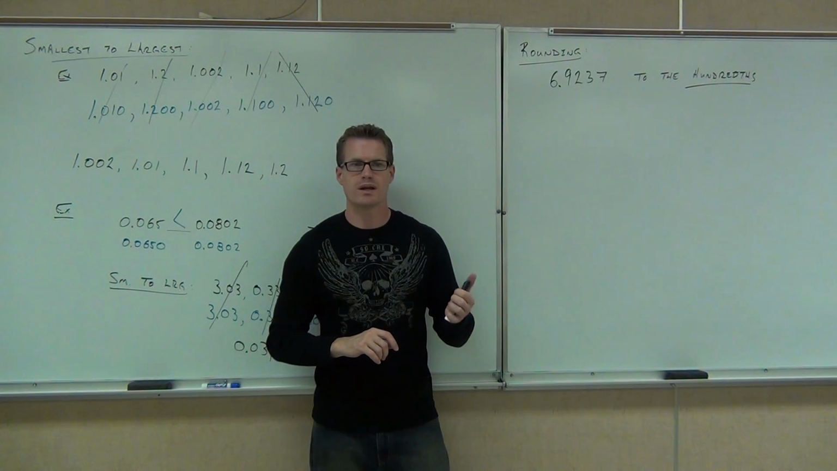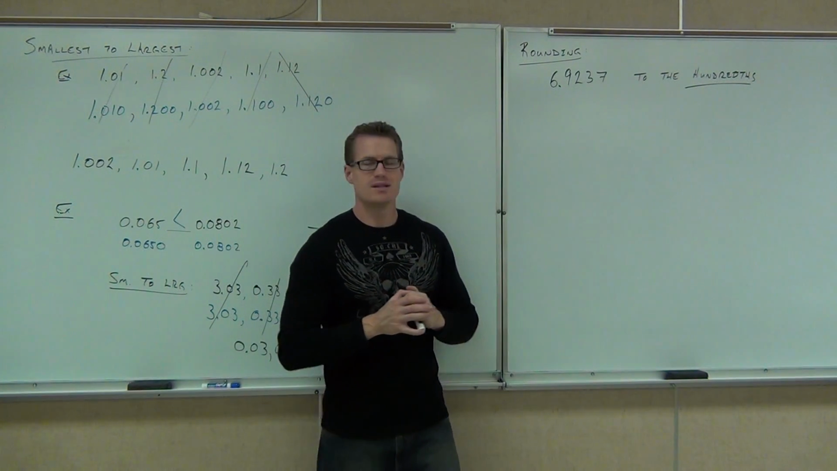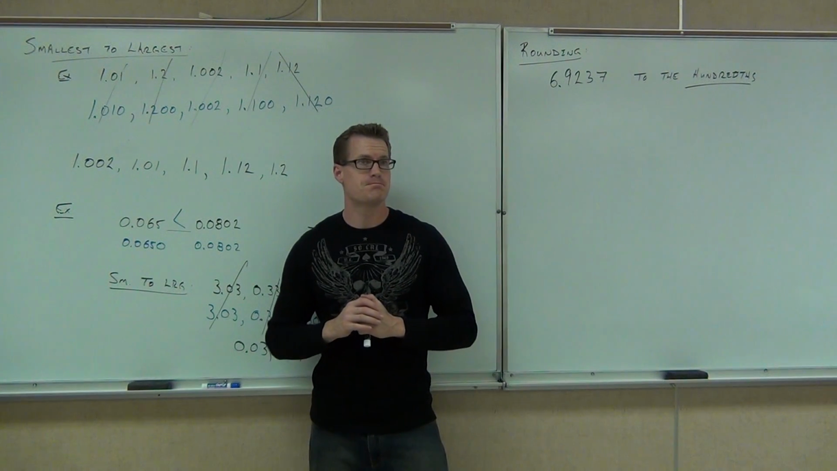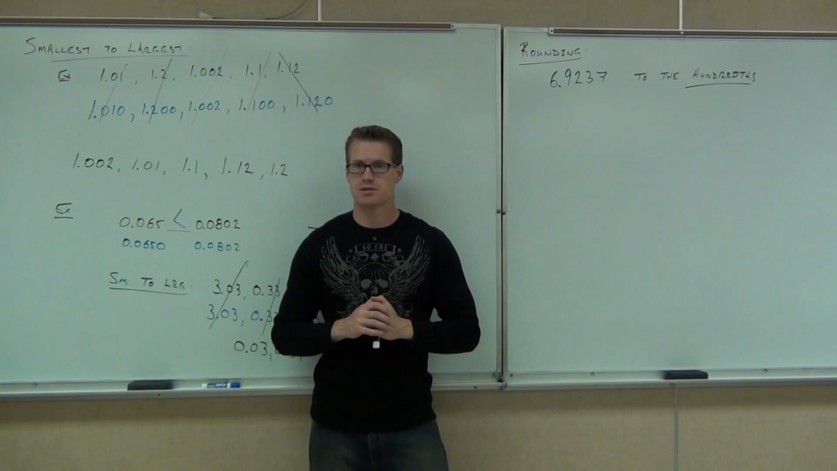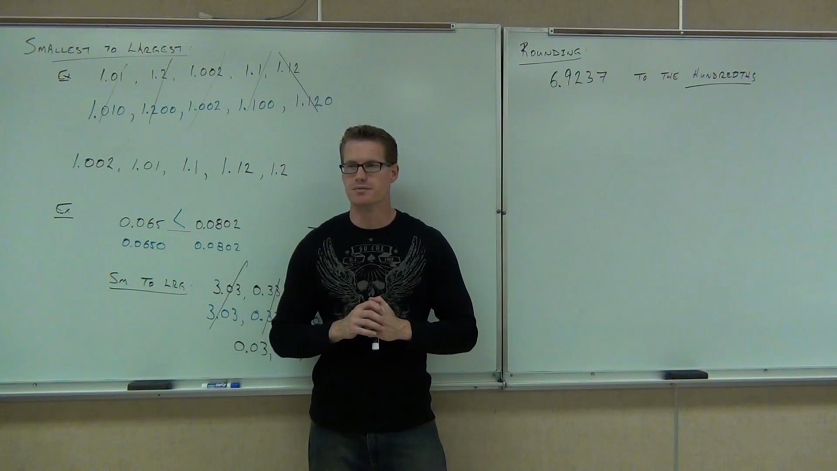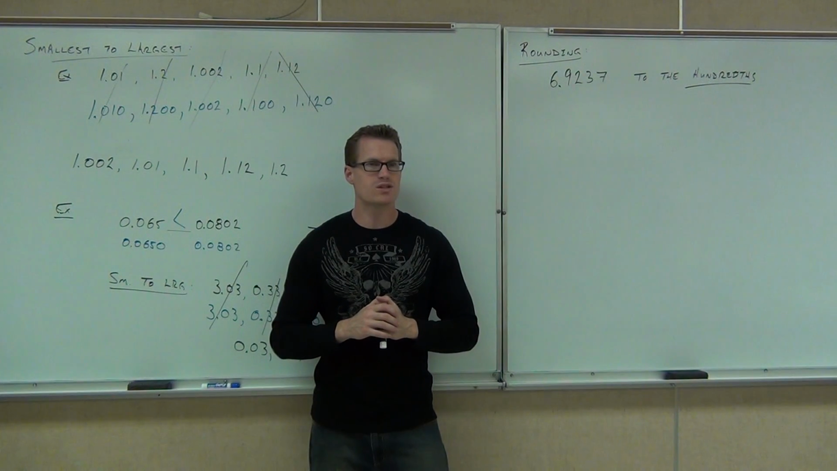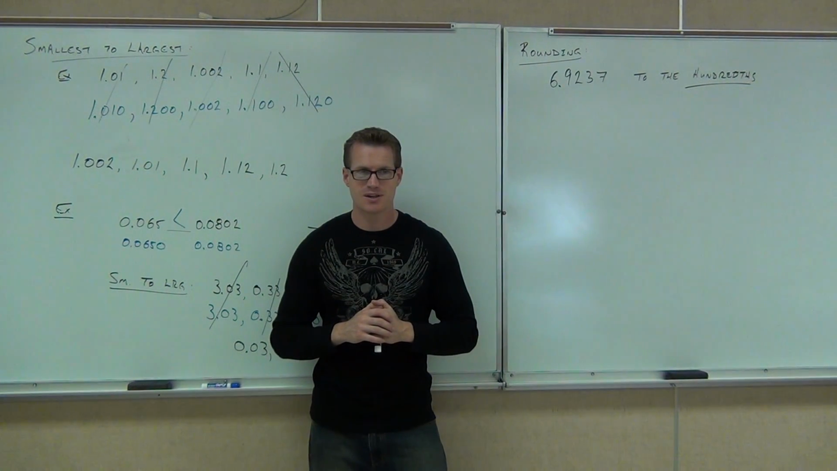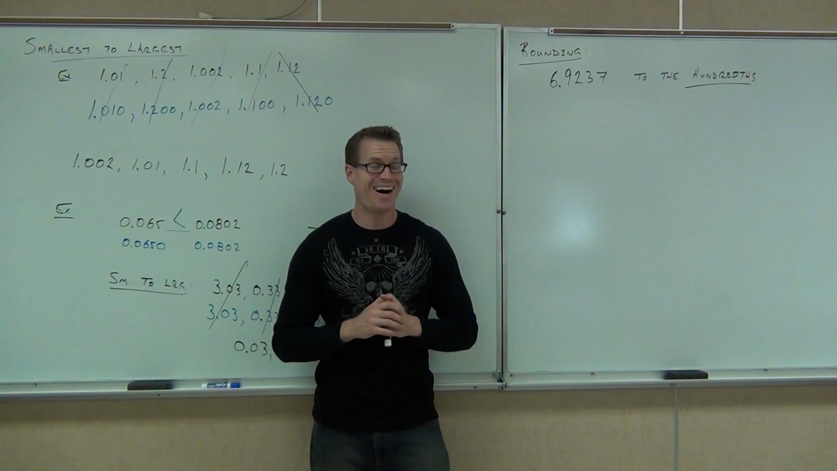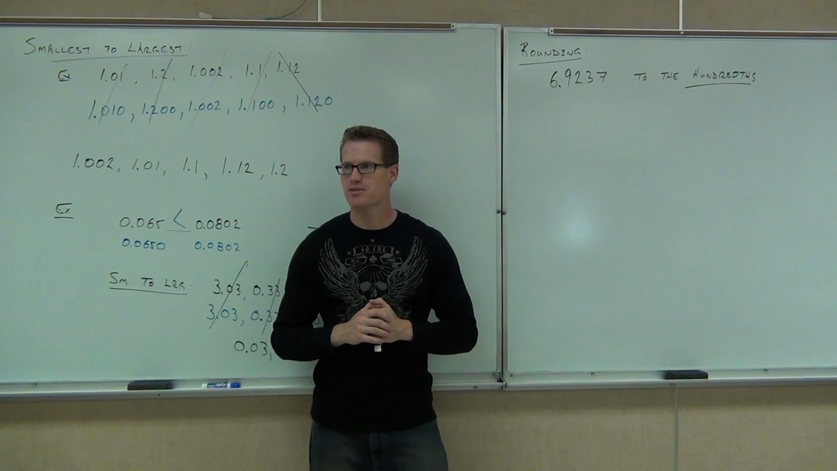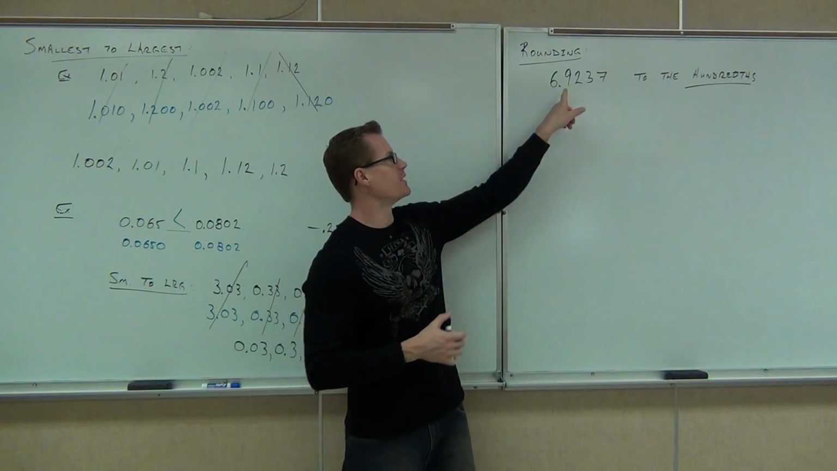What digit is in the thousandths place? 3. Good. What digit is in the ones? 6. 6 is in the ones. What's in the oneths? 9. There's no oneths. It's a trick question. There's no oneths. What's the 9 then? Tenths.